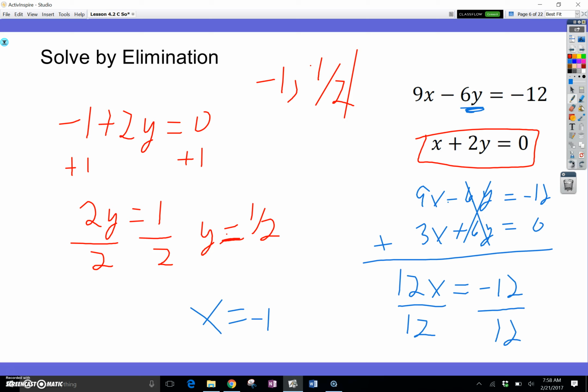And that is my final answer. So I just solved it all 3 methods and I got the same answer all 3 methods. So the point of that is to show you it does not matter which method you use, you're always going to get the same answer.